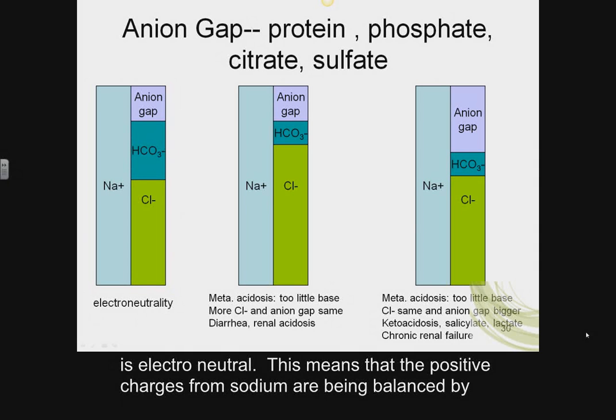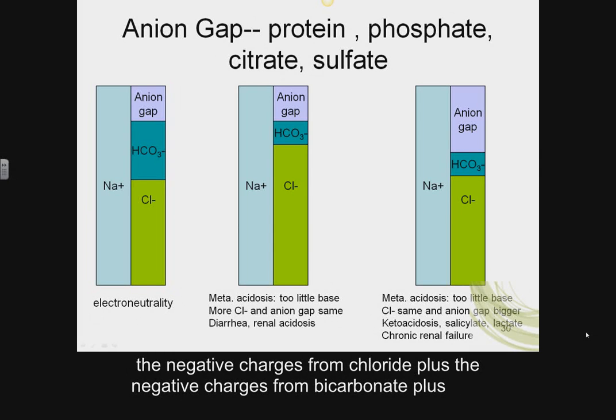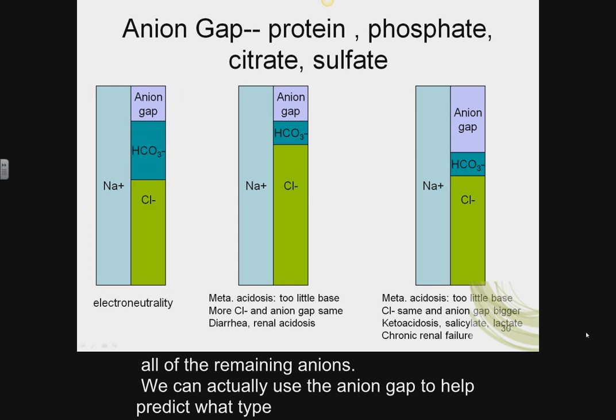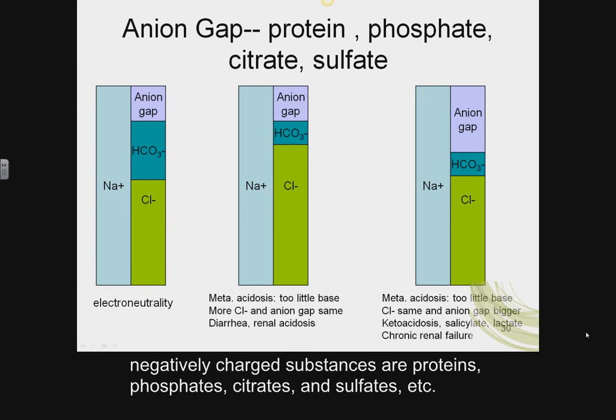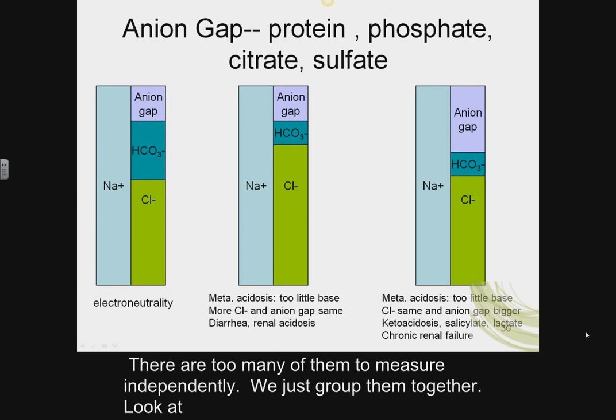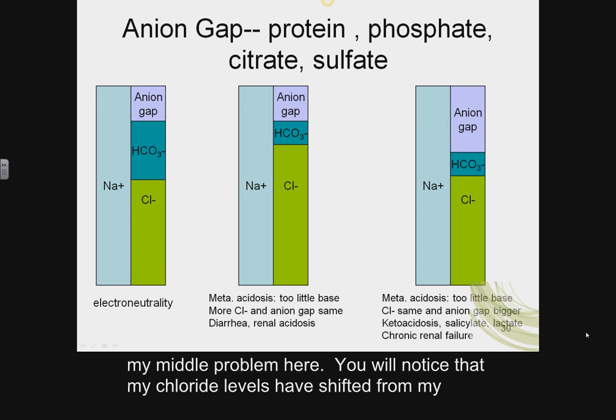We can actually use the anion gap to help predict what type of acidosis a patient is in. Up at the top of the screen on this slide, I am saying the other negatively charged substances are proteins, phosphates, citrates, and sulfates, etc. There are too many of them to measure independently. Therefore, we just group them together. Look at my middle problem here. You will notice that my chloride levels have shifted from the initial electroneutral state. Chloride levels have gone up. You are also seeing that bicarbonate levels have decreased. But the amount of the anion gap is still the same.